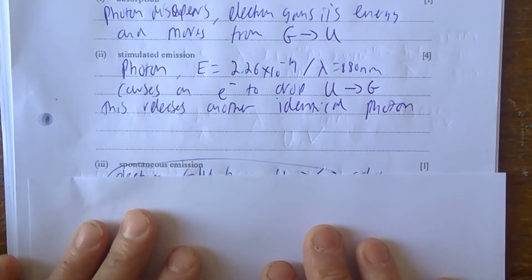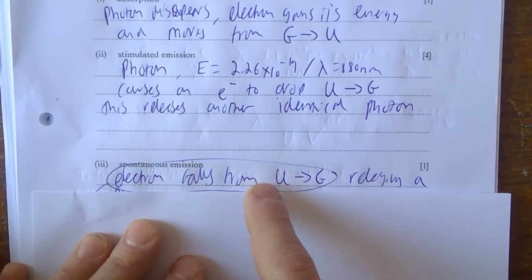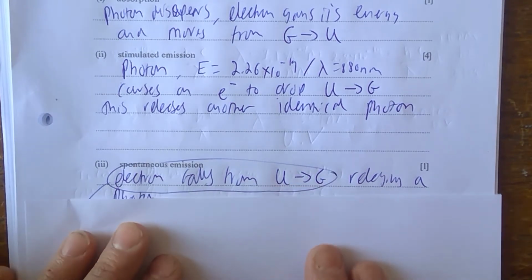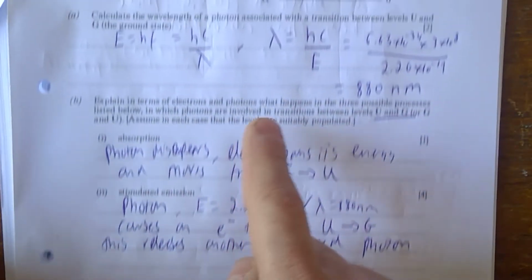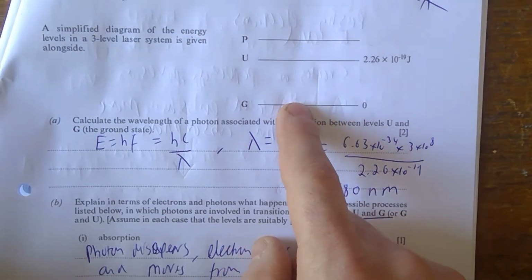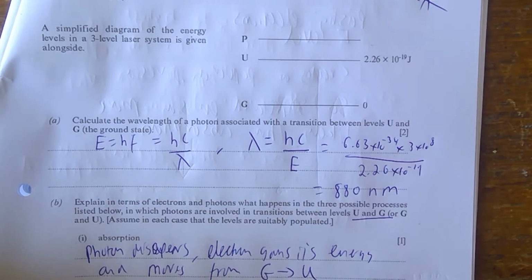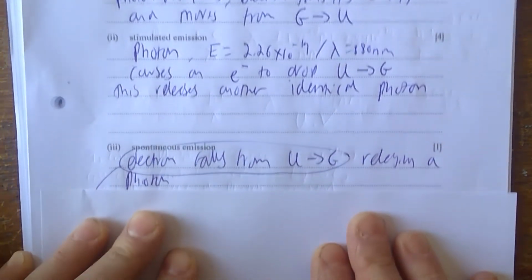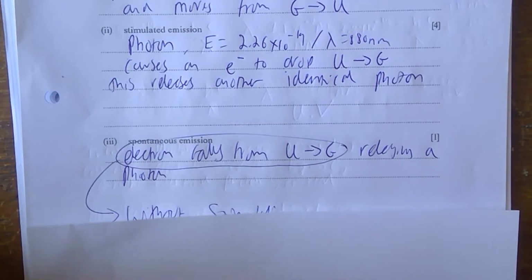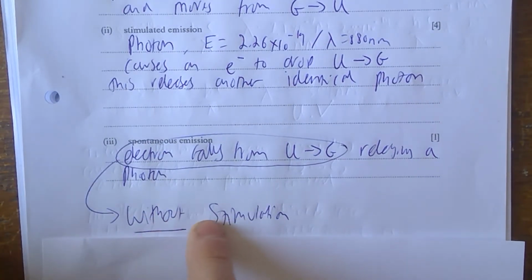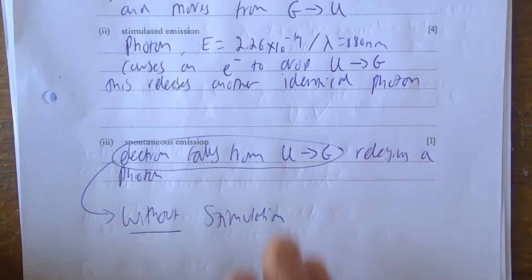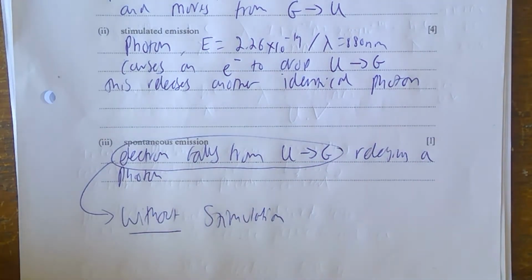Spontaneous emission. An electron falls from U to G, releasing a photon. Photon comes out. That's a spontaneous emission. But the key bit is that it's not stimulated. It just happens. It happens randomly. Some mention of something along those lines is what's required there. There is more on the other side.